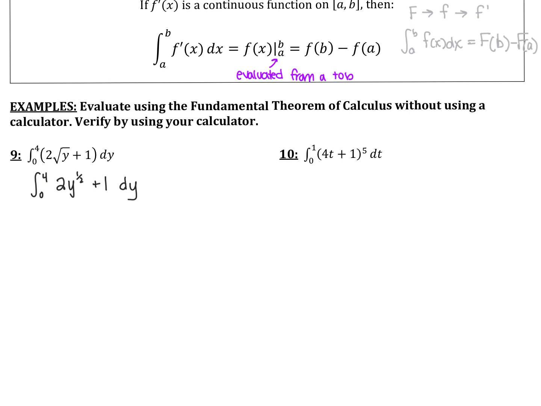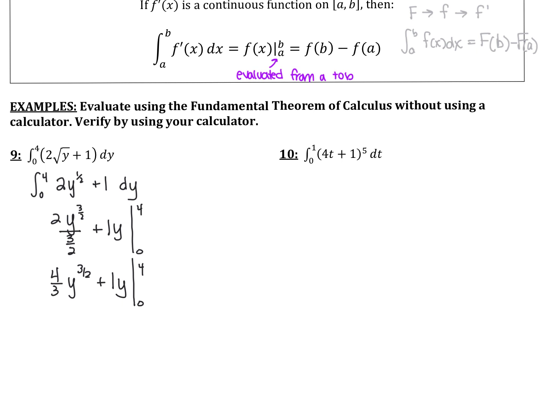Okay, now I'm going to take the antiderivative. So I'm going to go up a degree. I'm going to divide by that degree. And then this will be 1y. And I'm evaluating this from 0 to 4. I'm going to clean this up just a little bit. If I do my math correctly, this will be 4/3 y to the 3/2 plus 1y. And again, I'm evaluating it from 0 to 4.